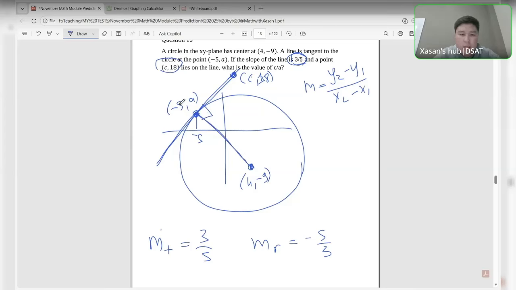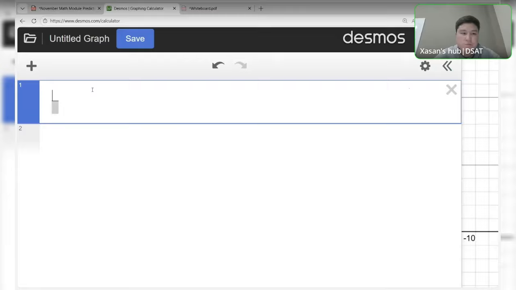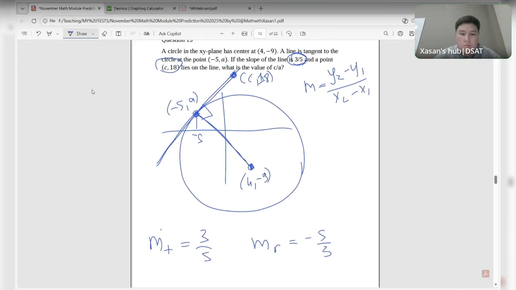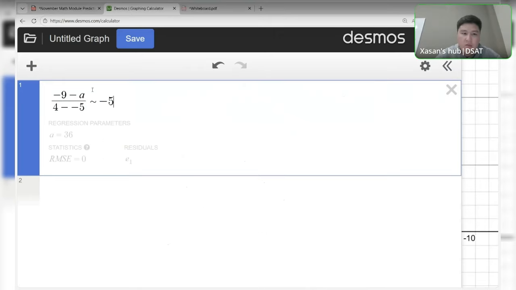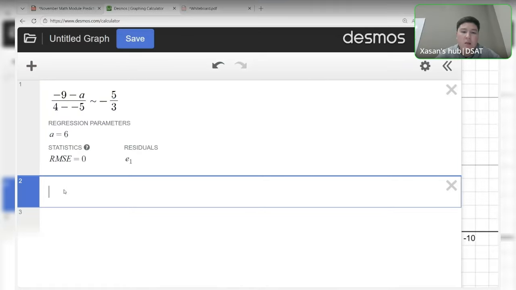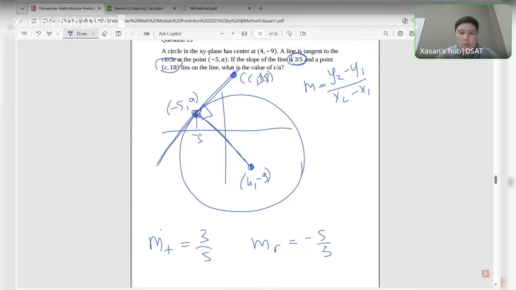So the 2 points are (-5, a) and (4, -9). So I will write it down. -9 minus a divided by 4 minus -5 now equals -5 divided by 3. And the value of a is 6. That's all, guys. We found the value of a, and by using these 2 points, guys, and again the slope, I'm gonna find what is the value of c here.